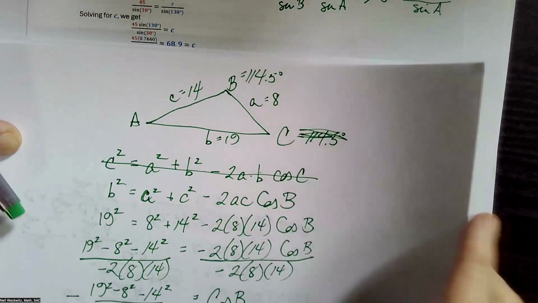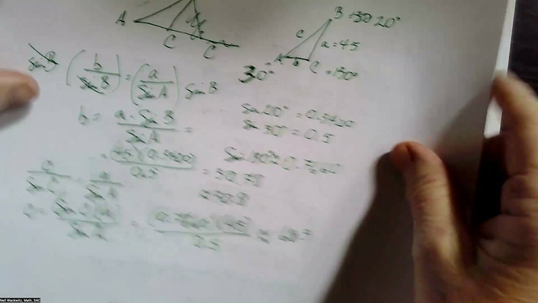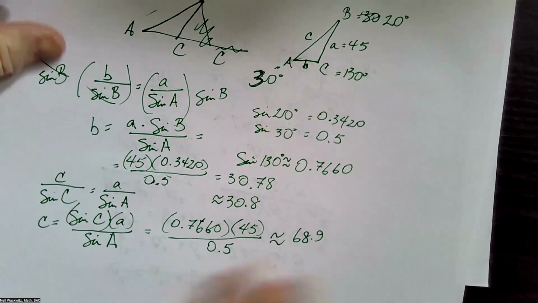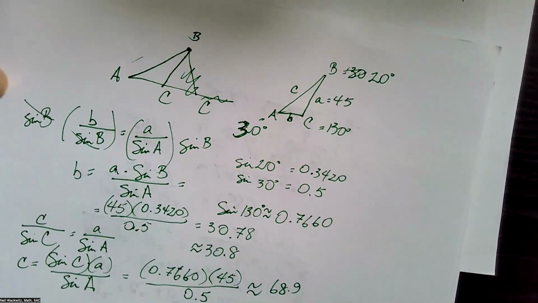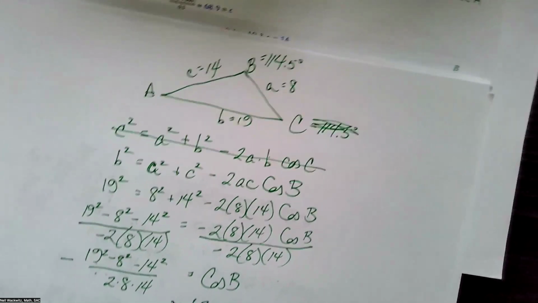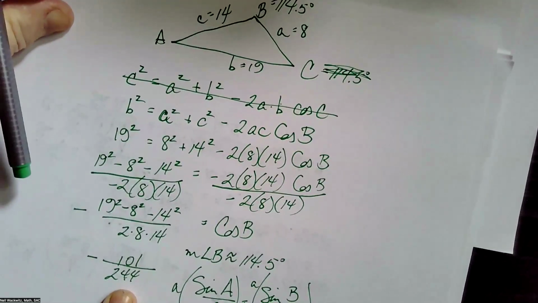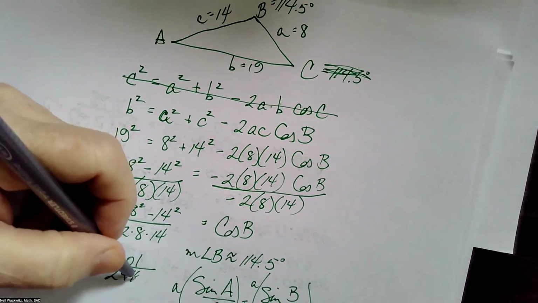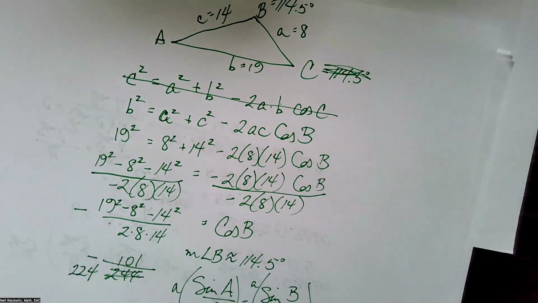If I can turn my page over. Which one did I do wrong? Oh no, sorry. It's on the one that you were working on now. Oh, okay. You see negative 101 over 244. The 244 is supposed to be 224. Oh, thank you. 'Cause that'll make a difference.